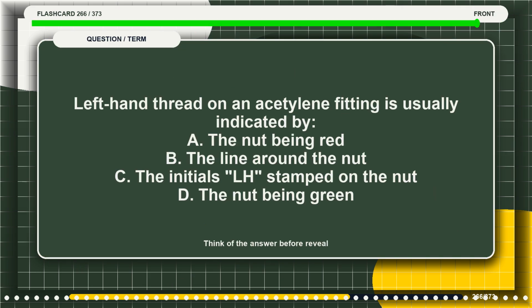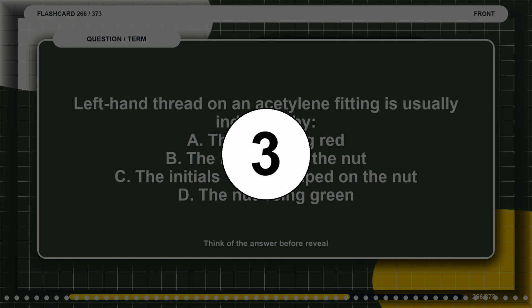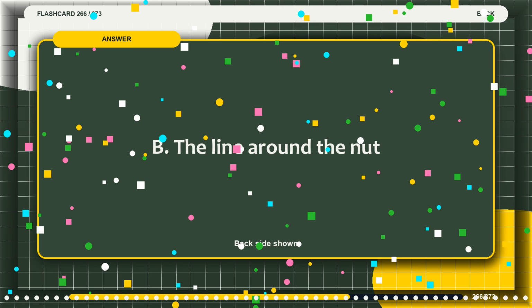Flashcard 266. Left-hand thread on an acetylene fitting is usually indicated by A. The nut being red. B. The line around the nut. C. The initials LH stamped on the nut. D. The nut being green. Think of the answer before the reveal. The answer is B. The line around the nut.